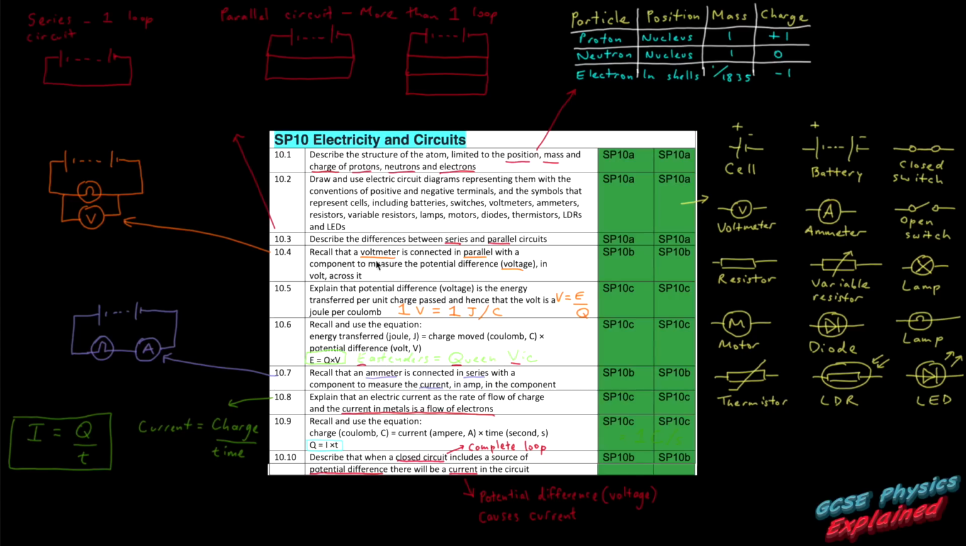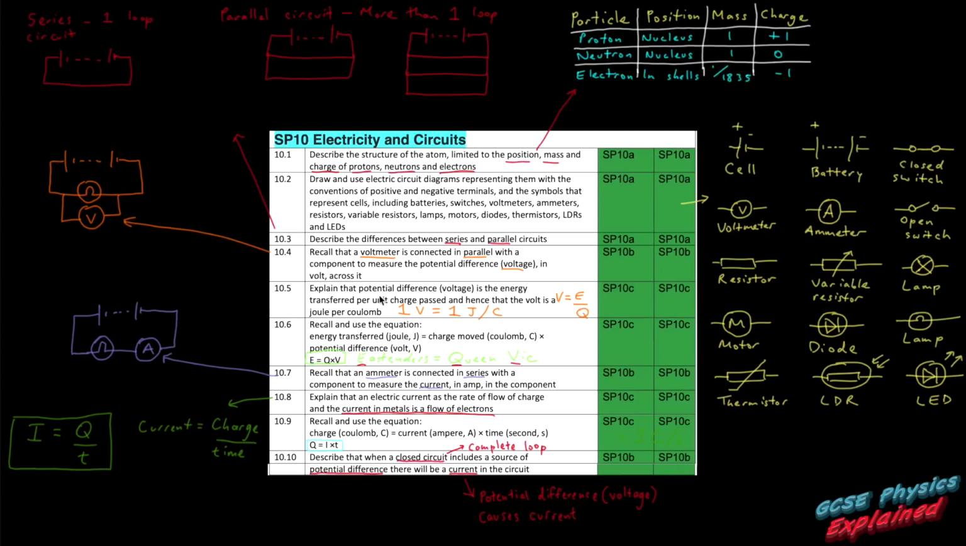Recall that a voltmeter is connected in parallel with a component to measure the potential difference or voltage in volts across it. So there you go, we're trying to measure the voltage of that bulb. So you put your voltmeter in parallel across the bulb.